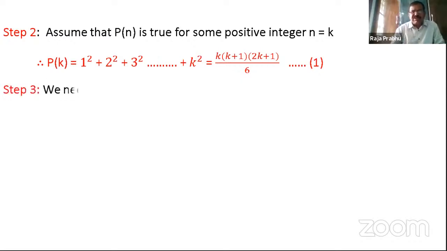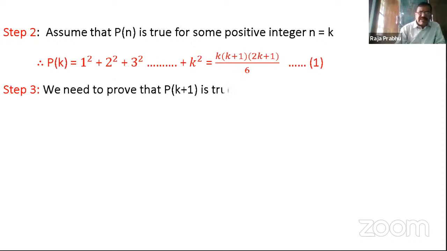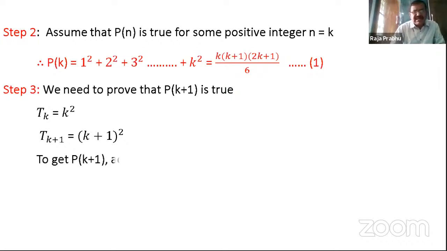Okay, the main process will be in the third step. Here for our convenience, you consider this second step as equation 1, which we are going to use while doing the problem. We need to prove that now P of k plus 1 is true at the third step. So what is P of k plus 1 now? That is nothing but up to the k plus 1th term. For that, you identify what is the k plus 1th term. The kth term is k square. For the k plus 1th term, write k plus 1 in the place of k. Then the term will be k plus 1 whole square.